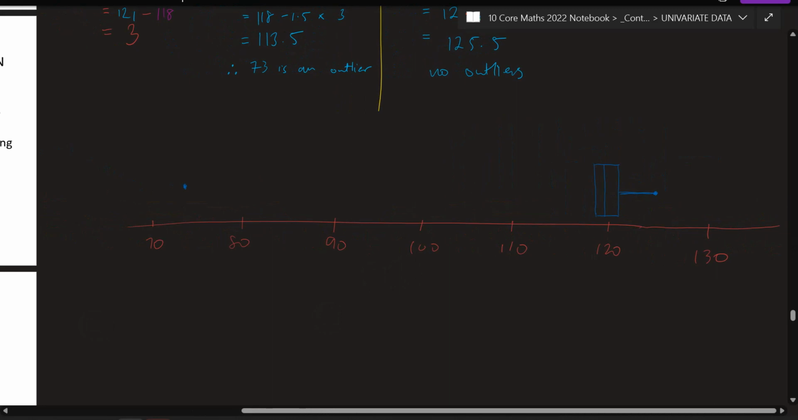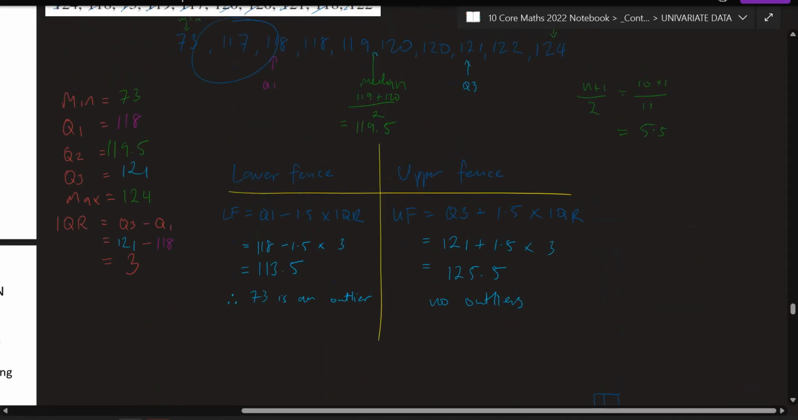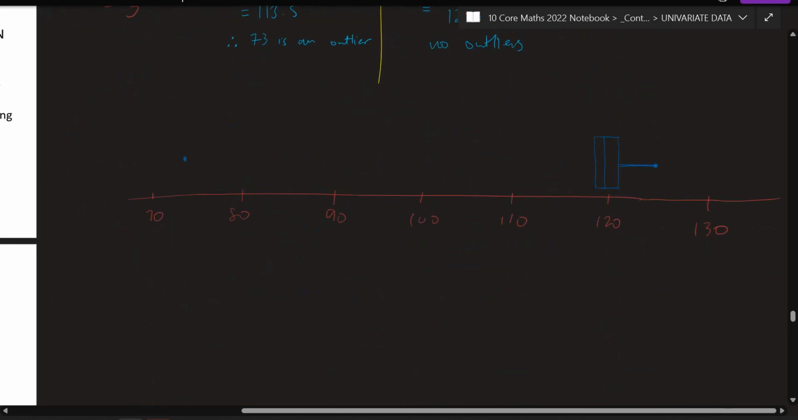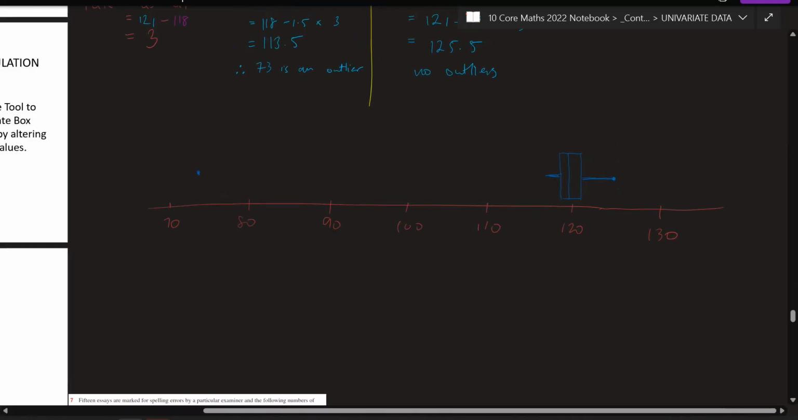Your line doesn't go all the way to the outlier. It has to go to the next minimum. What's the next minimum in my data set? 117. So my line has to stop at 117, which is probably like there. So notice how this number here is going to be a really, really far out outlier. So that's something that you got to make sure you understand when it comes to the data set.